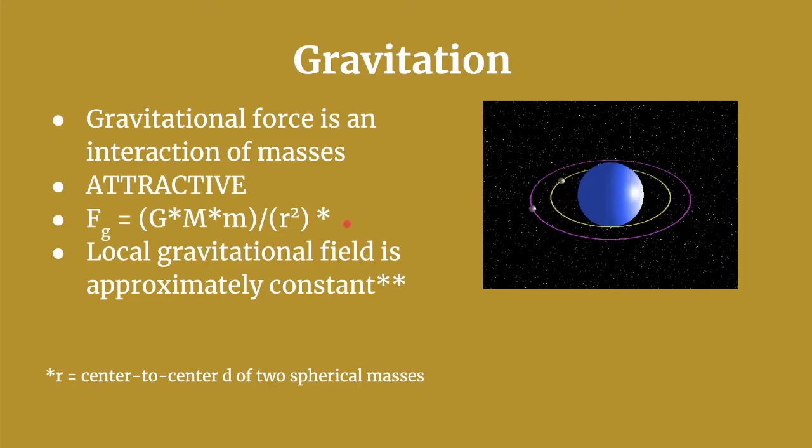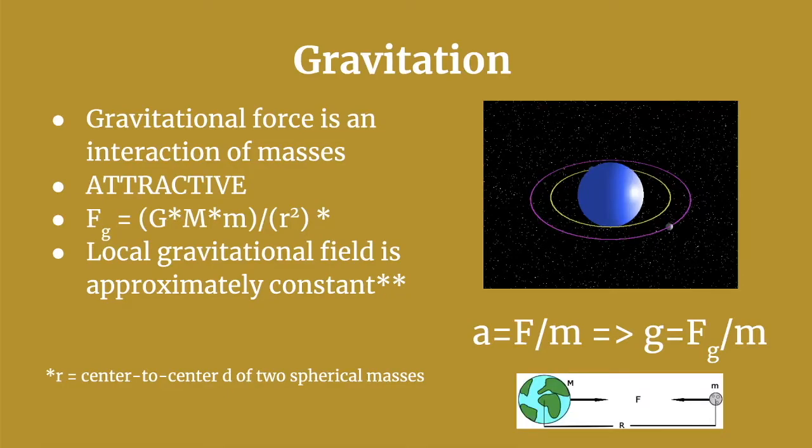This is the general equation that we'll be using, and it's important that you note that local gravitational field is approximately constant. So if we're working on the surface of the Earth, which most of our questions usually were, we can treat the gravitational field as constant, which means that if we have an equation like this, which involves the gravitational field or the g constant, we can usually just say g equals 9.8.